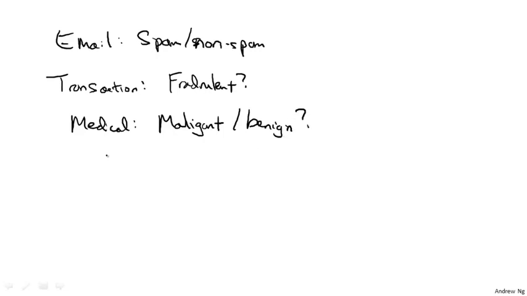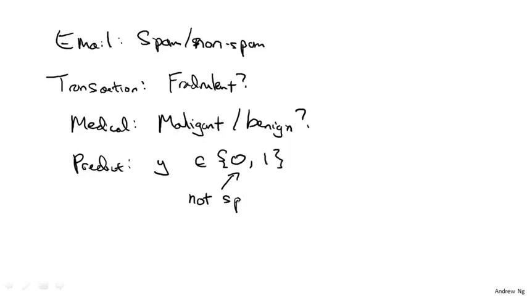And in all of these, the variable that you're trying to predict, y, takes on one of two possible values, so it's discrete valued. And we usually use 0 and 1 to denote the two classes. So for example, 0 may denote not spam, or not fraudulent, or not malignant, and 1 may denote a spam piece of email.